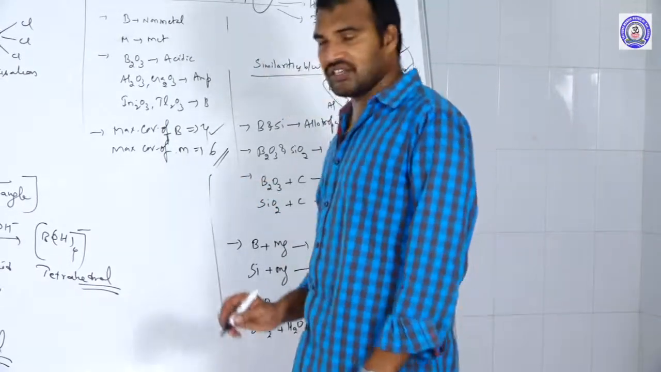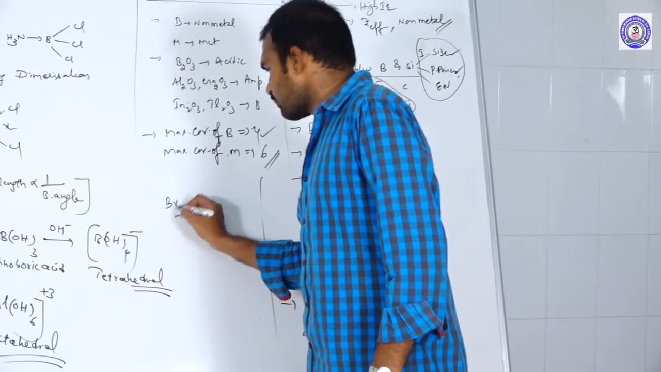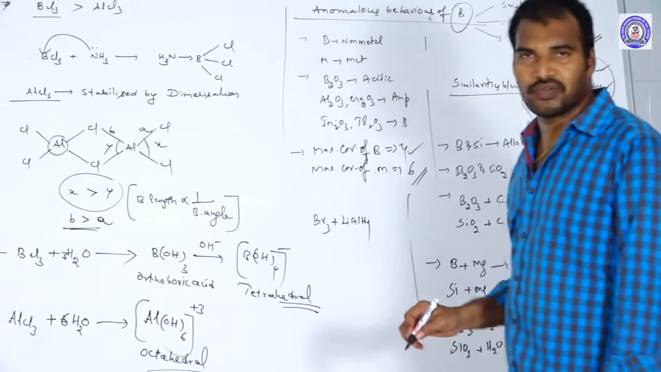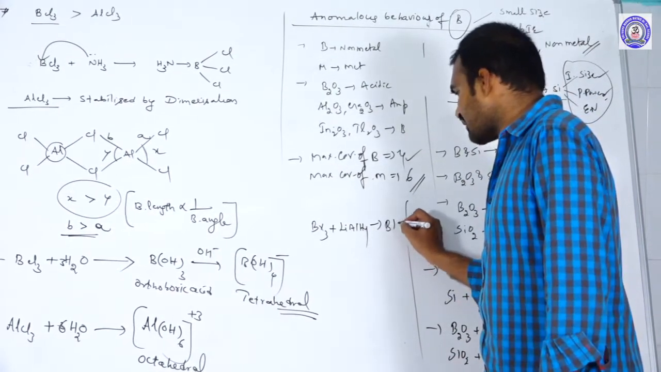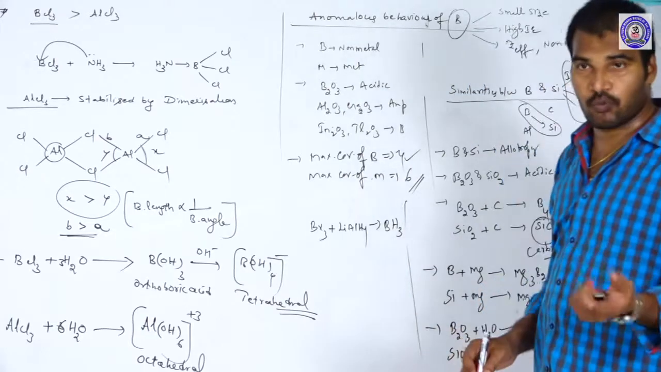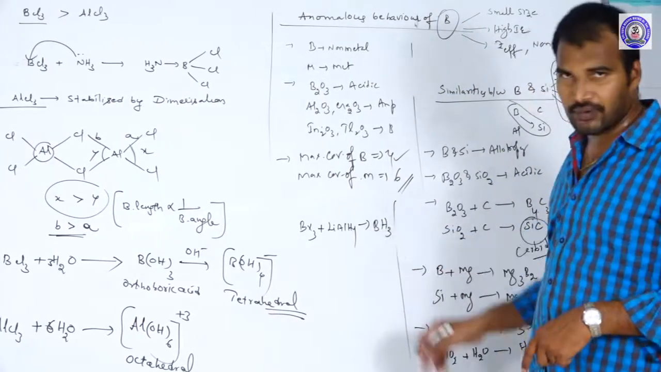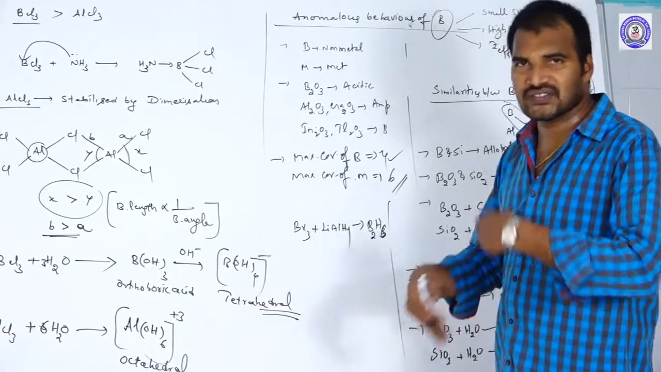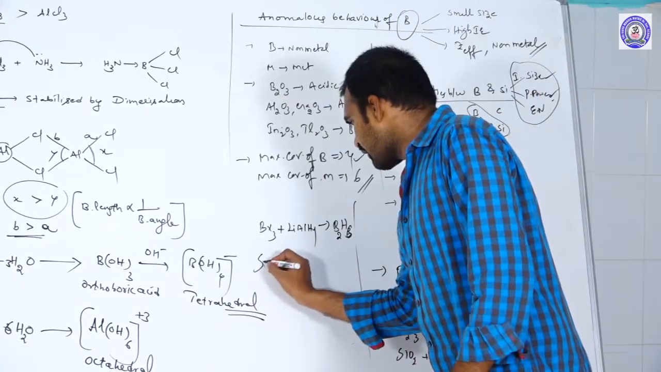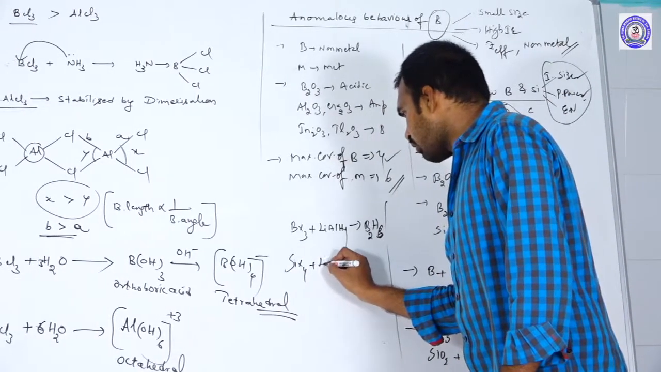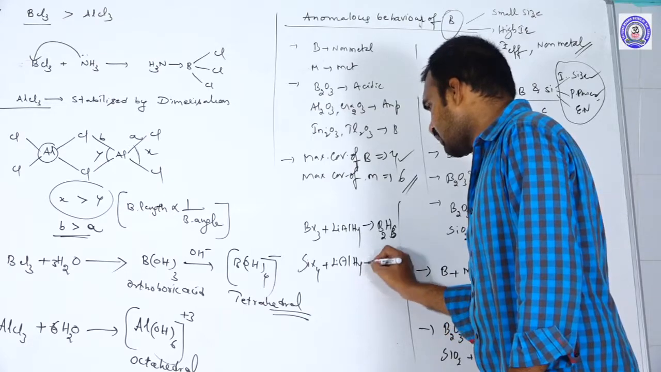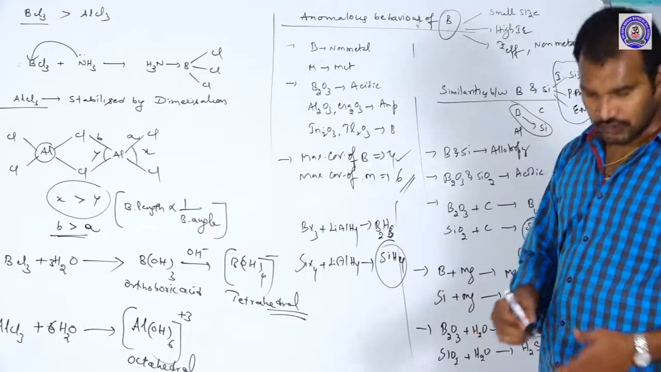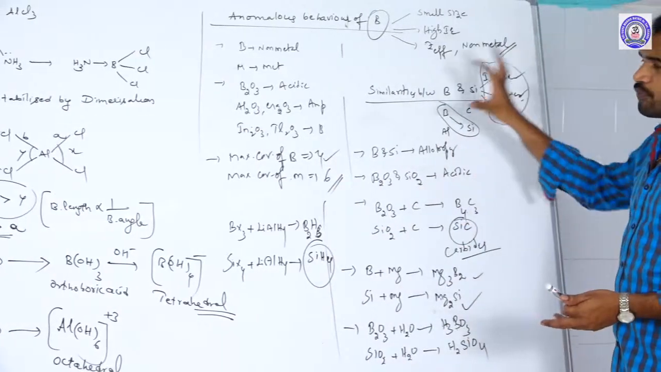And one more similarity is that when the boron halides BX3 are reduced with LiAlH4, lithium aluminum hydride, they produce their corresponding hydrides, that is borane, B2H6, plus LiCl plus AlCl3. Similarly, SiX4 on reduction with lithium aluminum hydride gives silane, SiH4. So these are a few similarities between boron and silicon.